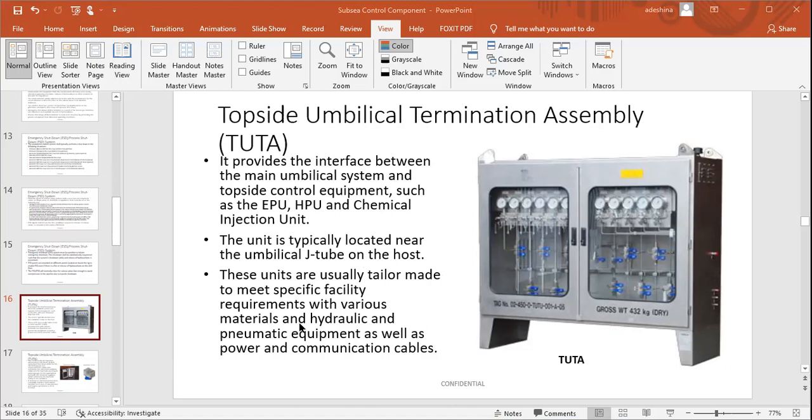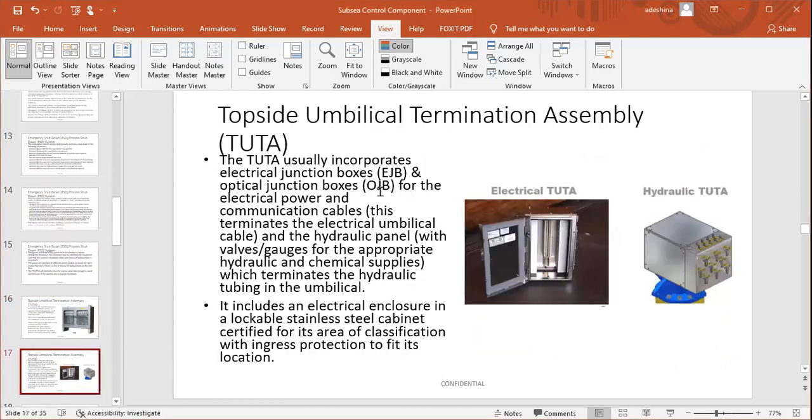Okay? So, these units are usually tailor-made to meet specific facility requirements. So there is no one way that fits it all, no. Depending on what you want to function, that will determine the requirements for your tutor, because it depends on what is coming into this junction box, or the constituent of your umbilical that will be terminated in this junction box. Okay? So let's move ahead.